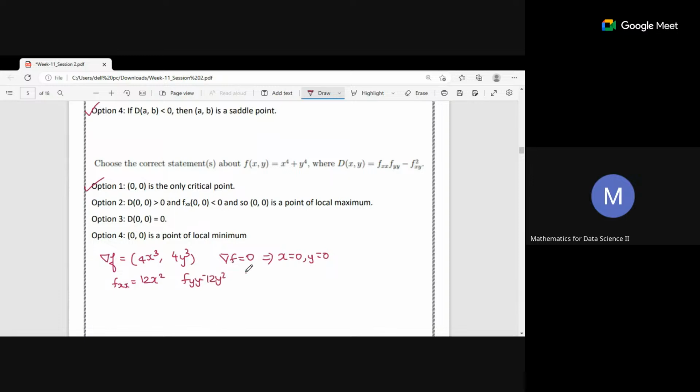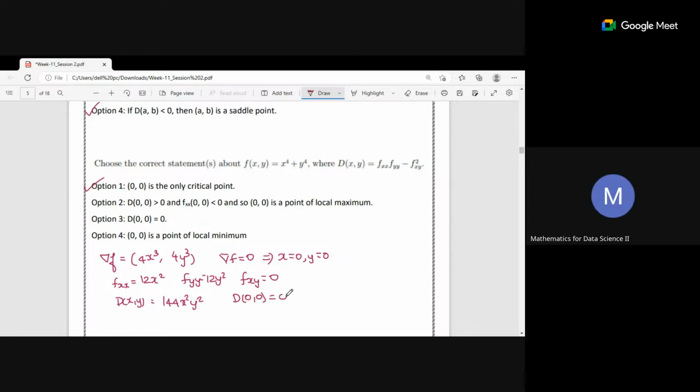12y square. And what is fxy? 0. So now what is your d of x comma y? D of x comma y is 12 into 12, 144 x square y square. Right? Now what is d of 0, 0?